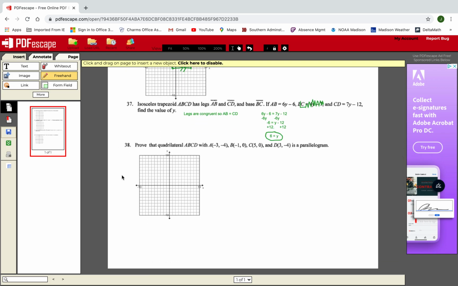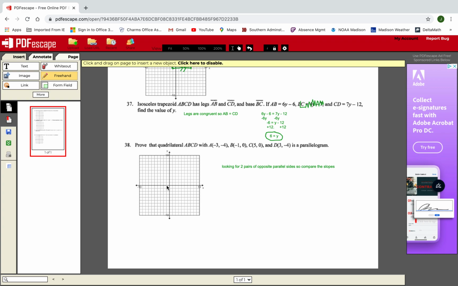On 38, it says prove that quadrilateral ABCD, and it gives you those coordinates, is a parallelogram. Well, the most basic quality of a parallelogram is that it has two pairs of opposite parallel sides. So we are going to need to compare the slopes. So let's get this thing graphed.